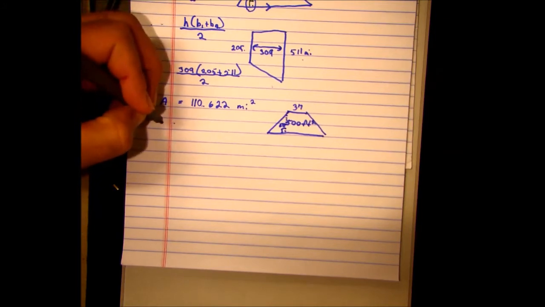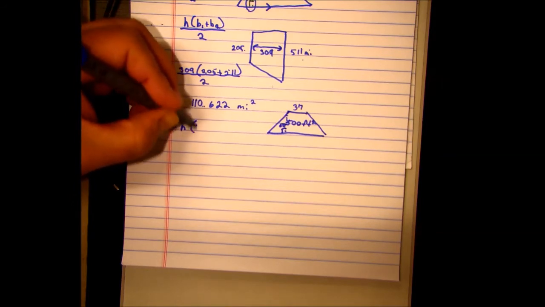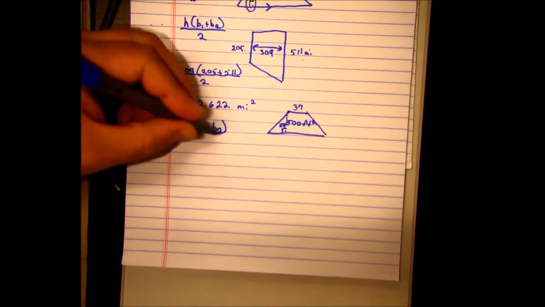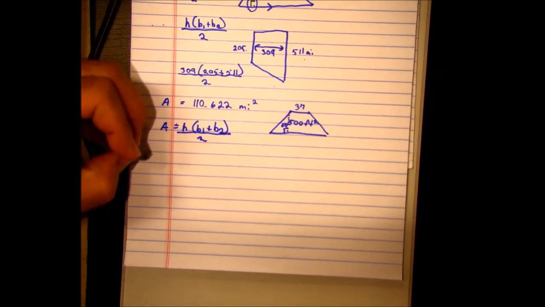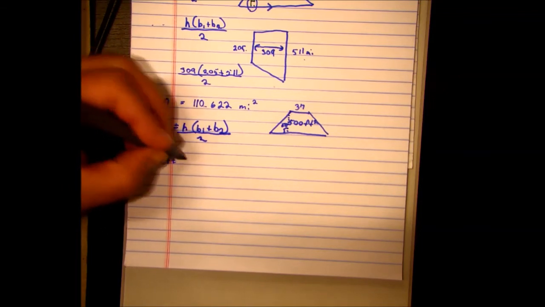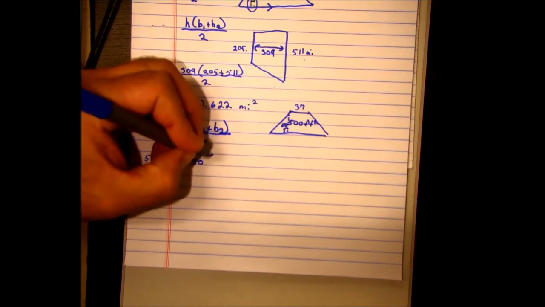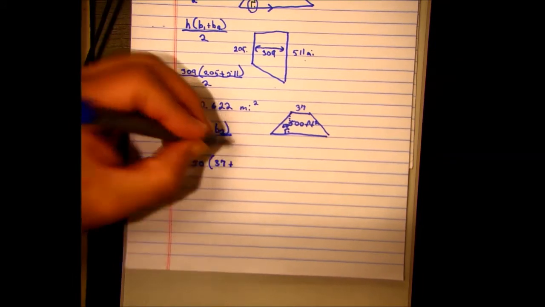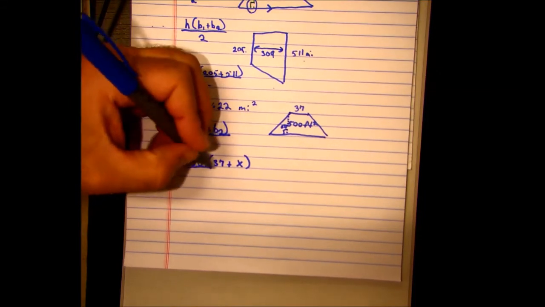So I have to write out area equals height times (base 1 plus base 2) divided by 2. And now I plug in all the numbers I have. I have 500 feet squared. I have the height of 50. I have one of the bases, but I do not have the other base. So I put x, and then divided by 2.